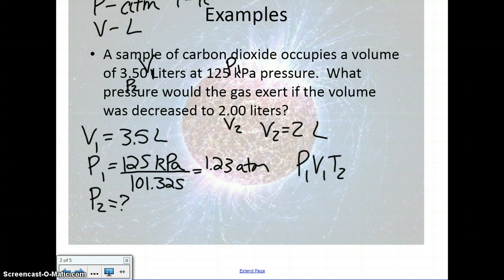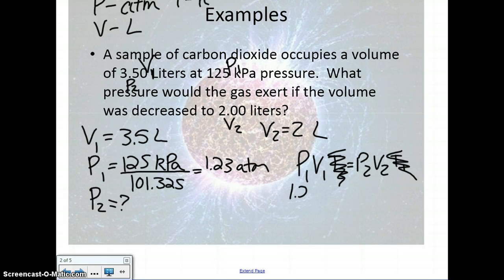So there's our equation. In this equation, we do not have any temperature values. It didn't talk about temperature at all. So we can just cross these out. And that leads us to Boyle's law, P1 V1 equal P2 V2. So now we can just plug in.